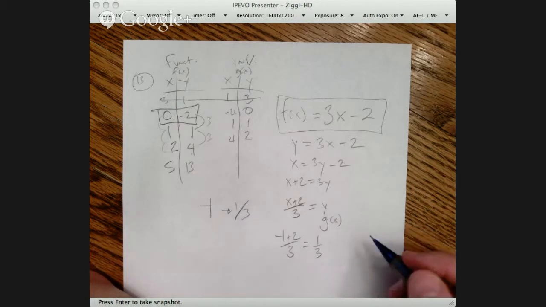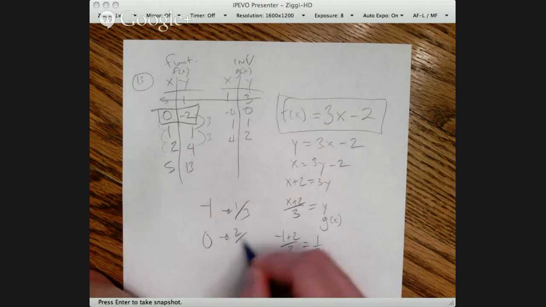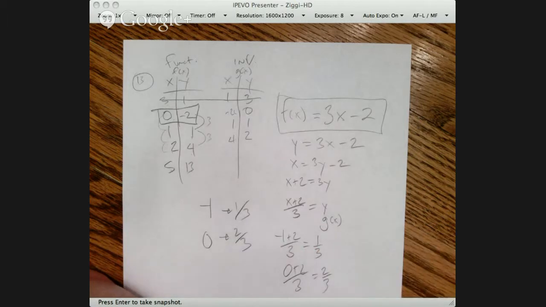So 1 goes to 1/3. So far, so good. I'll do this with 0, 2, just as a double check, and we should be in pretty good shape. 0 plus 2 over 3 is equal to 2/3. So 0 goes to 2/3. My friend, we are in business. So as we look at something like this, that allows us to figure out if we are looking at two inverses, and for 13a, yes, they are inverses.